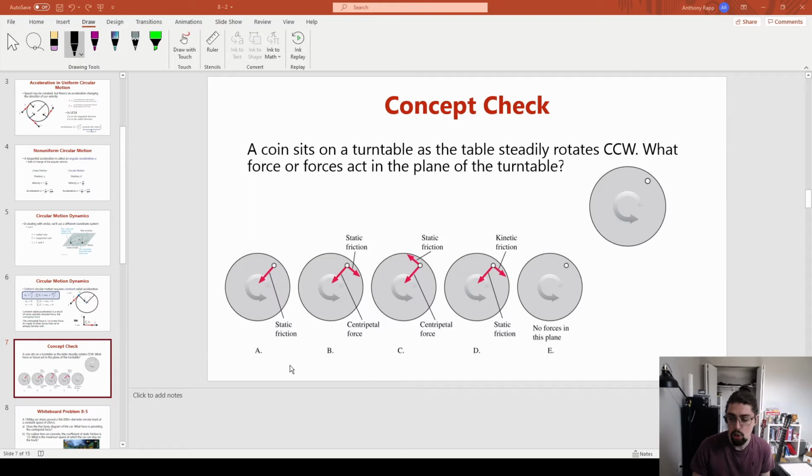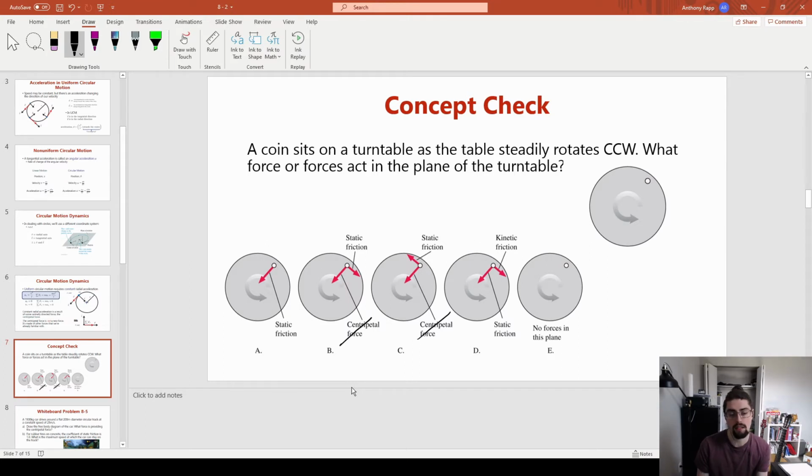One of my big hints for this problem, to understand what it's asking, is to look at what's going on here. Two of these are suggesting that there is a centripetal force pulling on the coin. There is not a real centripetal force. Right off the bat, I can say both of these can't be the right answer. The centripetal force is not a real force. It is the necessary force.